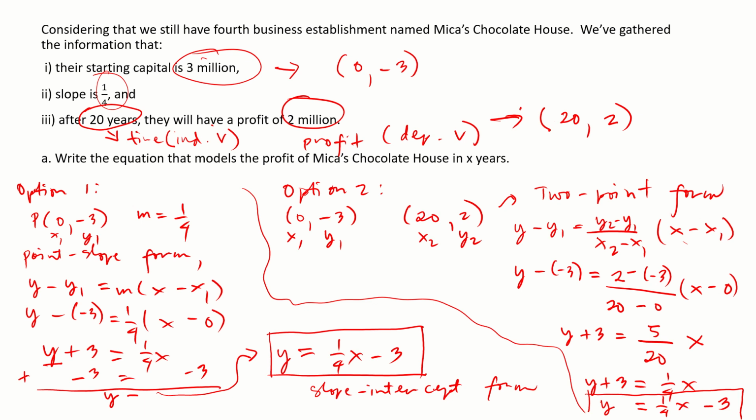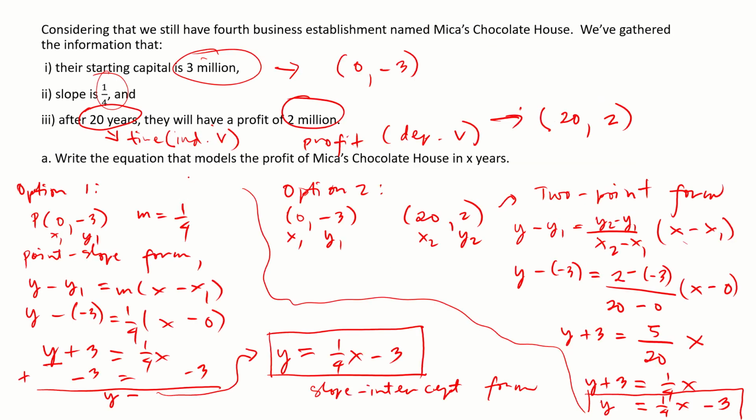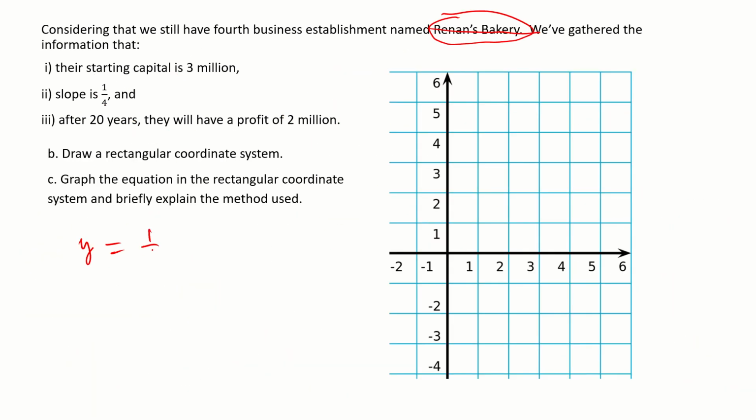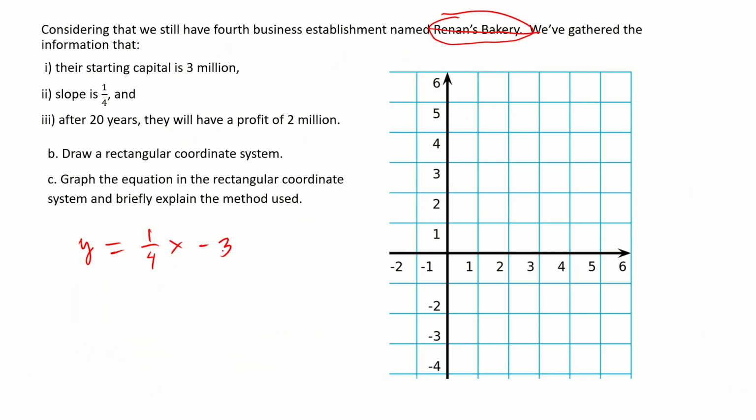So, there you have it. Going back, it's the equation here for this establishment. I'm very sorry, this is not the name of the establishment. We already mentioned that it's Mika's Chocolate House. So the equation of the line is y is equal to 1/4 x minus 3.